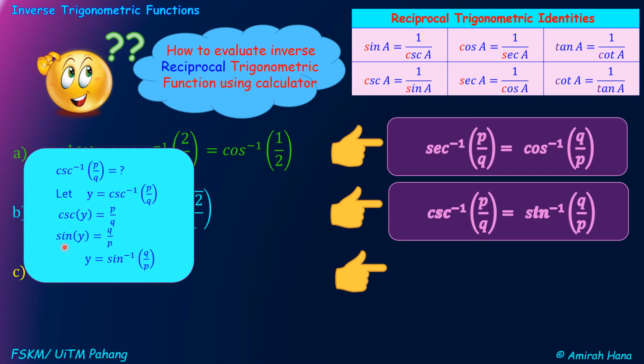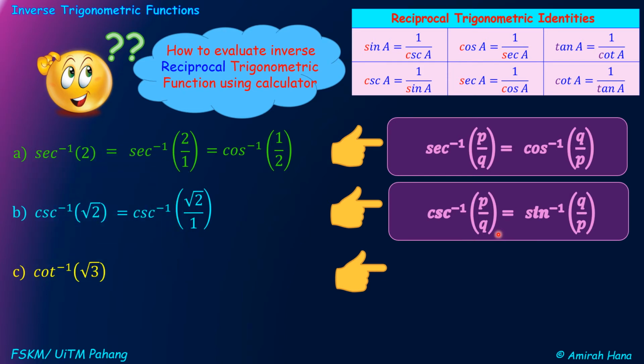Then we can move sine to the right hand side. So we get y equals inverse sine Q over P. From here, here is y and this is also y. So it means that inverse cosec P over Q equals inverse sine Q over P. That's why we get this formula.